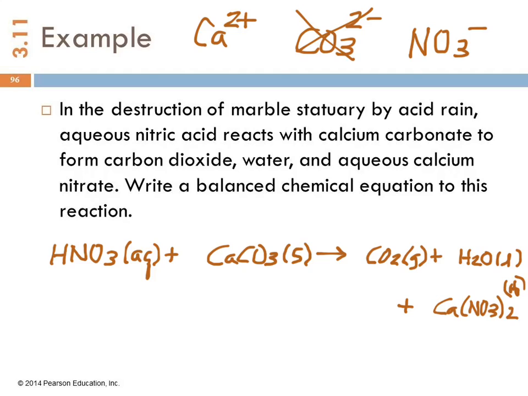Now we need to balance it. So for this one, I'm not going to do the tally thing. I'm going to show you how you just kind of do it by looking at it. Do we have any elements that occur by themselves? No, we don't. So there's nothing that we specifically have to leave for last. What do you want to start with? Nitrate.